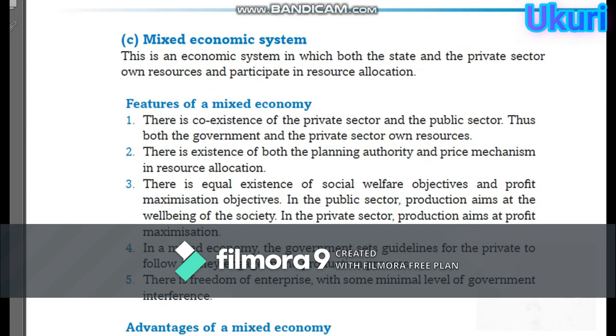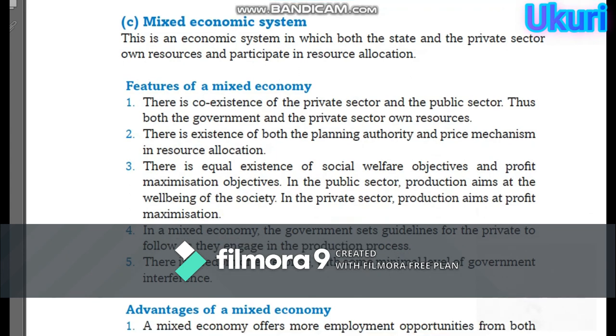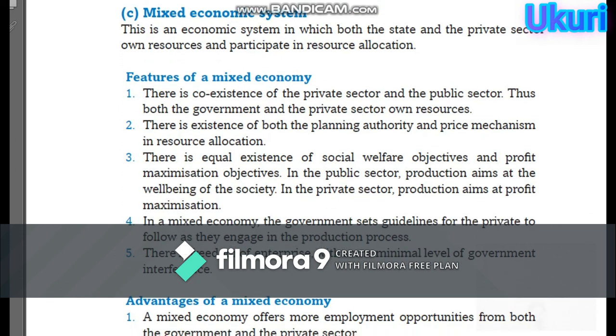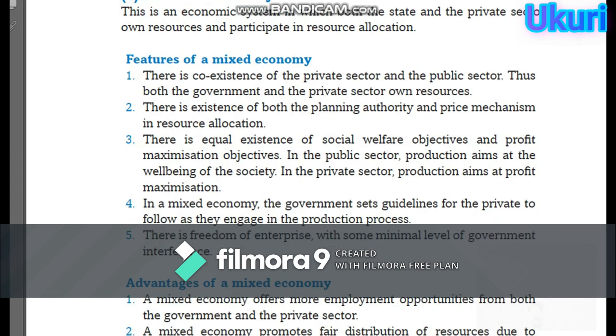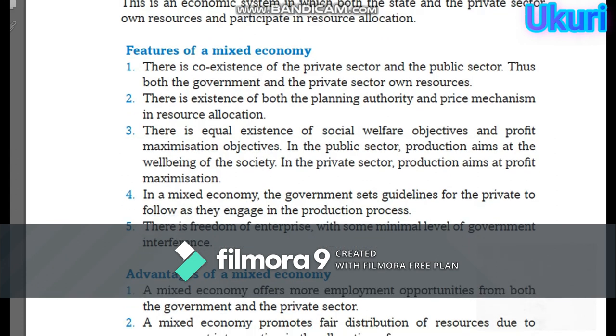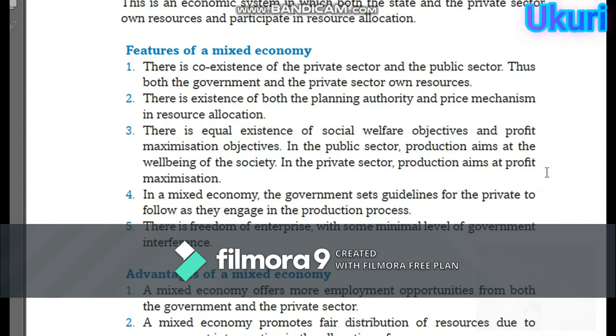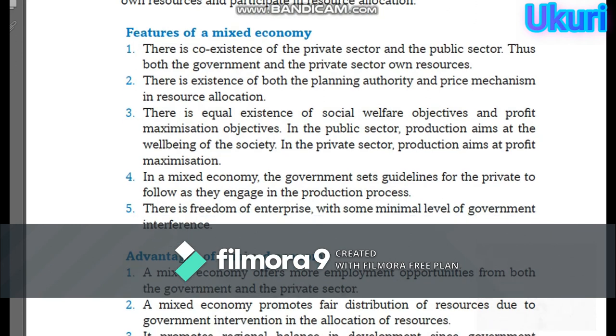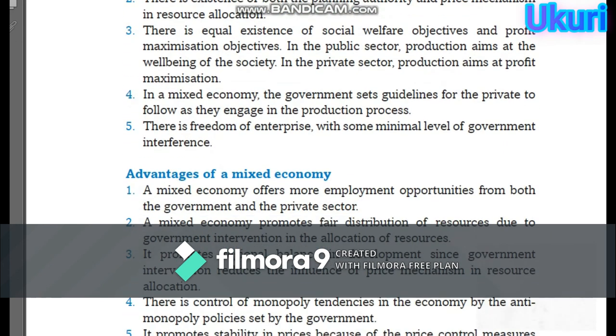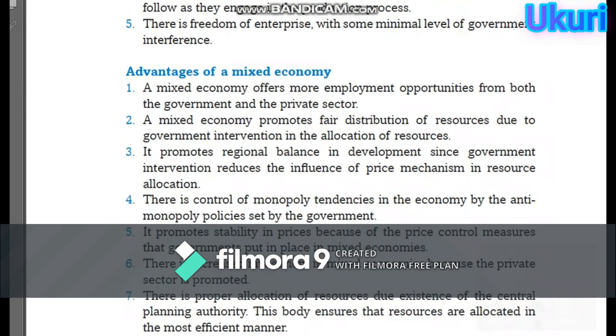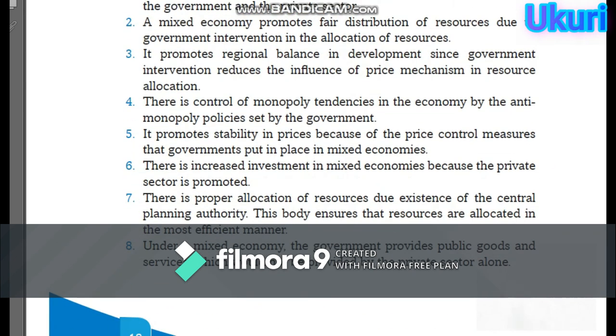Number C, the last economic system is a mixed economic system. It covers the two above economic systems that we have mentioned. This is an economic system in which both the state and the private sector own resources and participate in resources allocation. Kuvuga ngo noneho babihuje ari free enterprise and planned economic system. So features of mixed economy: all the features and even advantages of those two above economic systems are also engaged in these mixed economies.